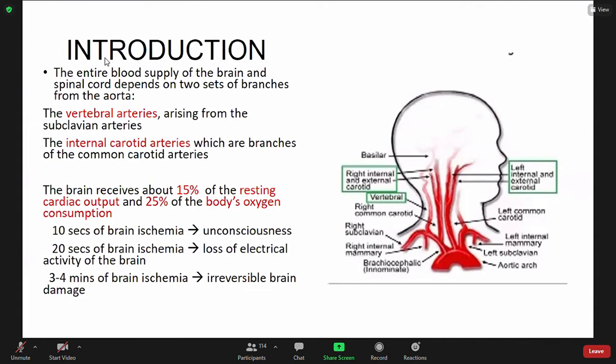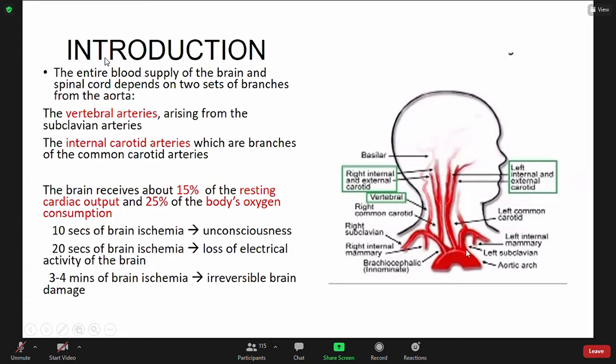Okay, so the entire blood supply of the brain and the spinal cord depends on two sets of branches. So two pairs: vertebral arteries arising from the subclavian arteries, and the internal carotid arteries, which are branches of the common carotid arteries. So this is a representative image, for your orientation again.